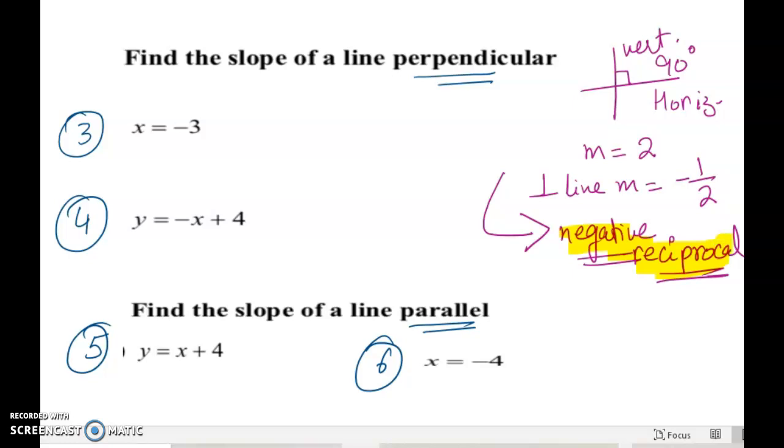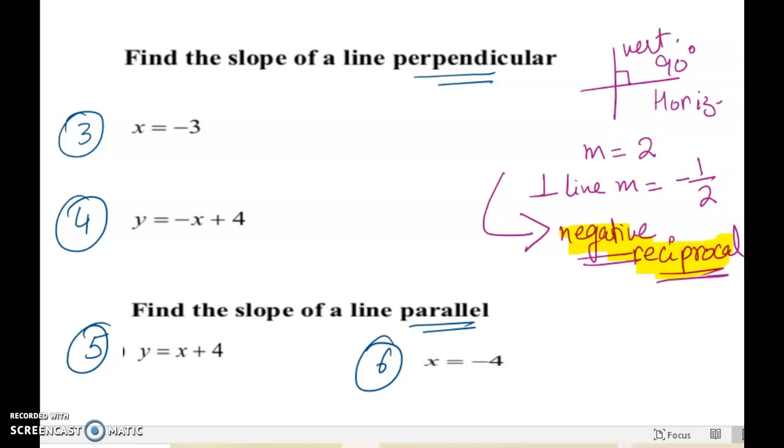If it is negative, it will become positive. If it is positive, it will become negative, and it will turn into a half. Because it is 2, it will turn into a half. If the slope was 3, it will turn into negative 1/3. So it becomes a reciprocal, it goes in the denominator, and it will be negative.